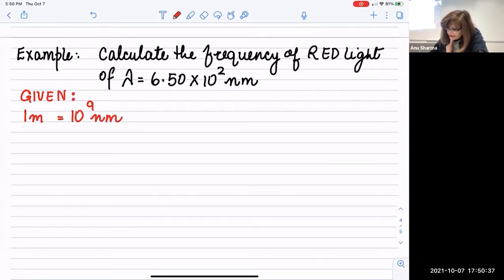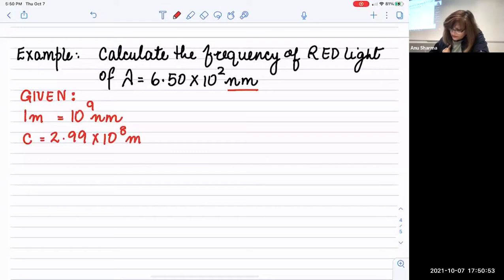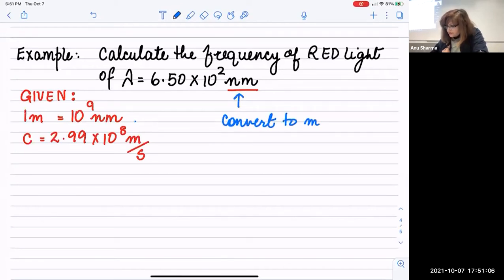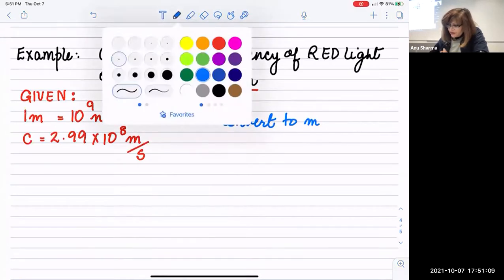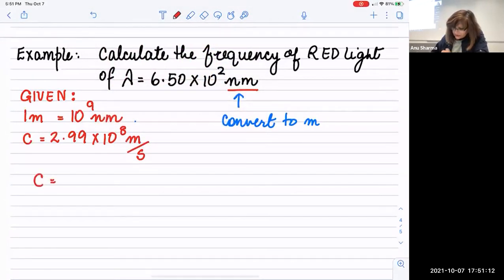So obviously this nanometer has to be converted to meters, because something that we already know, or will be given to you, is the speed of light, which is 2.99 into 10 to the power 8 meters per second. So here you will have to convert nanometers to meters, because we have to bring it into the formula, and the formula we are going to use is C is equal to wavelength times the frequency.